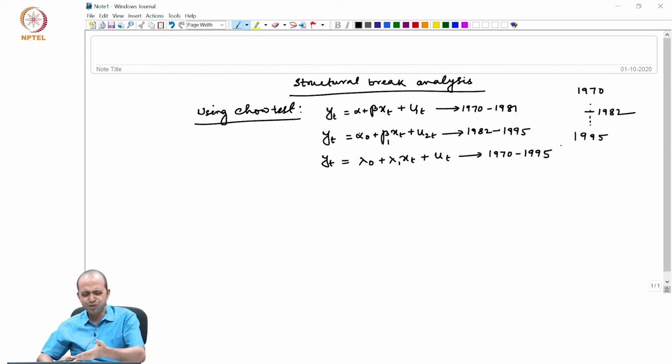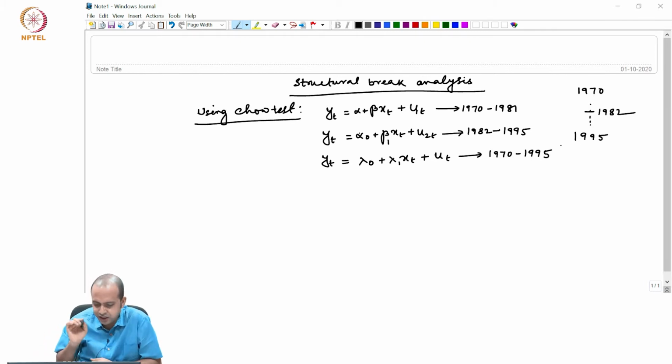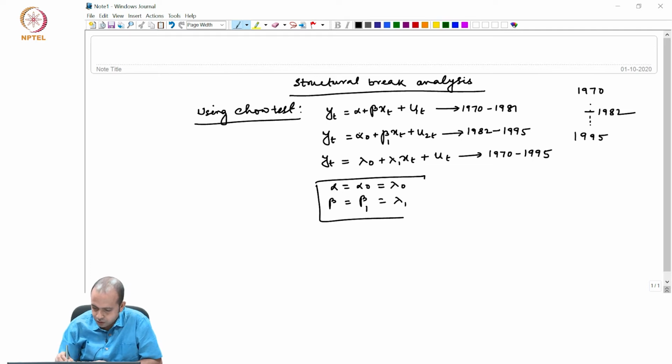Now, these notations might be different. Earlier I might have used some other notation, so please be careful about the notation and do not get misguided. I might be using different notation at different points of time, but the idea is the same. We are testing alpha equals alpha 0 equals lambda 0, and beta equals beta 1 equals lambda 1. This is the restriction we are testing.